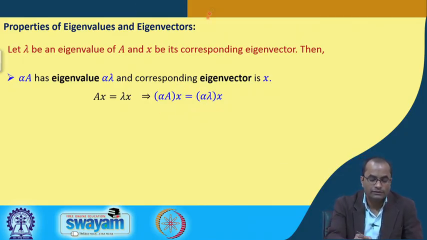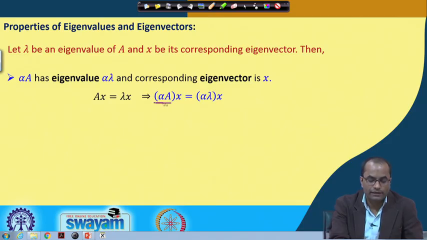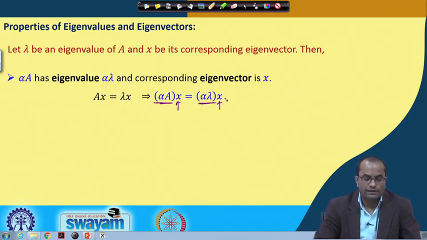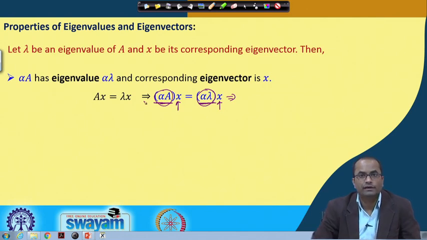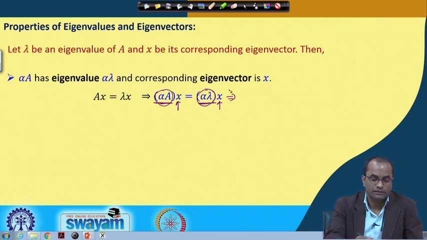So, with this relation what do we see? That alpha A has the eigenvalue alpha lambda, and x is the eigenvector. From this relation, the matrix times x should be some scalar times x. So, we conclude that alpha lambda is the eigenvalue of the matrix alpha A with the eigenvector same as before, that is x.